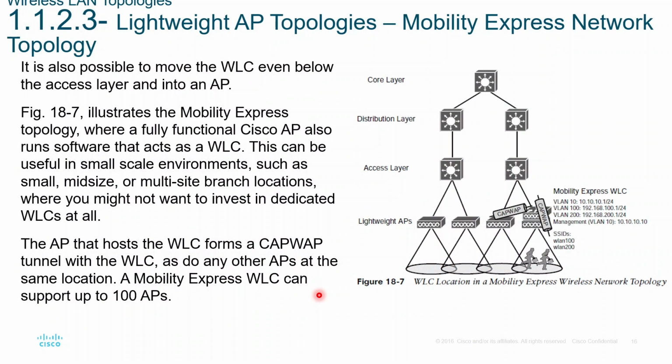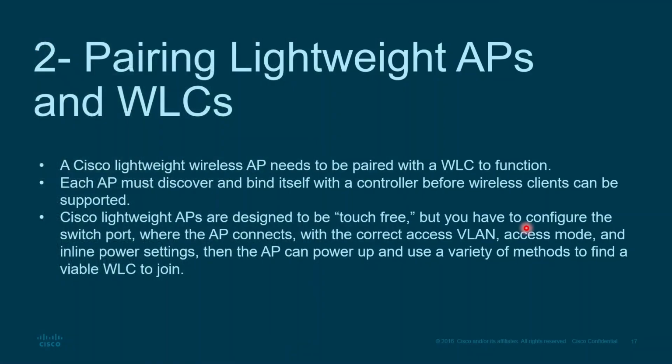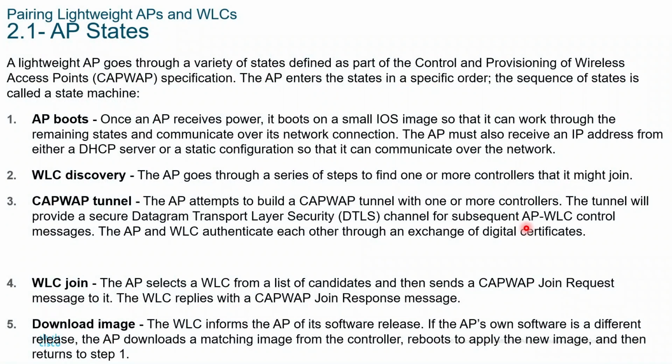And for the third part, the access point itself is the WLC. So it will say, hey, join me, so the access points can now join the access point itself. Then we will go to the next part, which is the pairing part, and how the access points connect with the WLC.